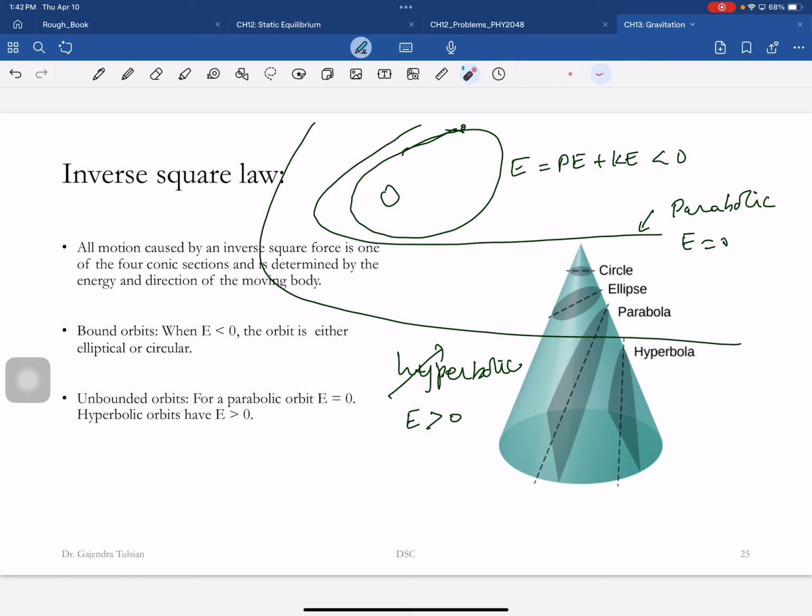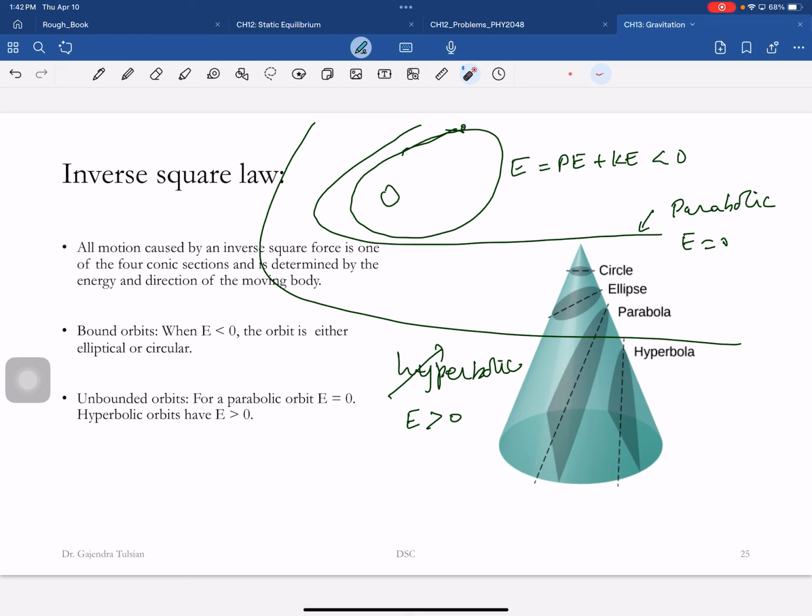Okay. So the 3 types of possible orbits around a central mass depends on the total energy of the object. If the total energy is less than 0, it's a bound orbit. If the total energy is 0, it's a parabolic orbit. And if it's greater than 0, then it would be a hyperbolic orbit.